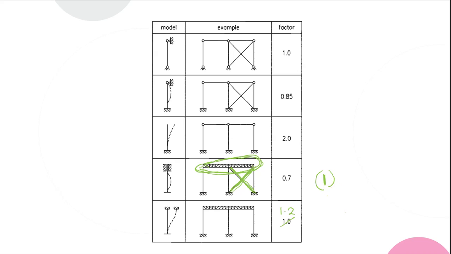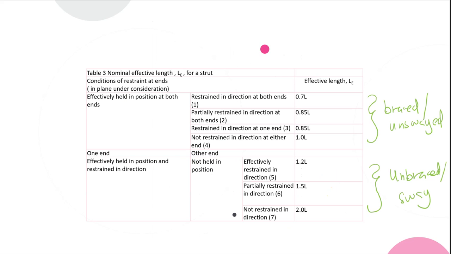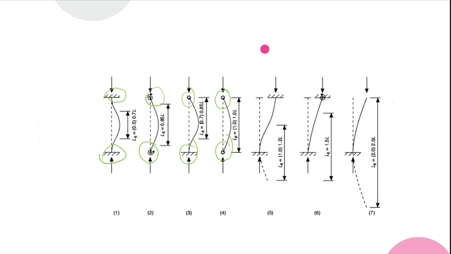Okay, and then number 2. Yang ni I tak nak cerita lah yang effectively held in position semua ni, because kita dah tahu kita tengok 1, 2, 3, 4 ni. Okay, partially restrained in direction at both ends. So 0.8 L. Partially restrained in direction. So you nampak partially restrained, so dia masih boleh ada direction, as in mungkin macam hinge ke like that. So dia boleh moving macam tu, or roller. So dia boleh berpusing lah. Okay, dia macam boleh berpusing.